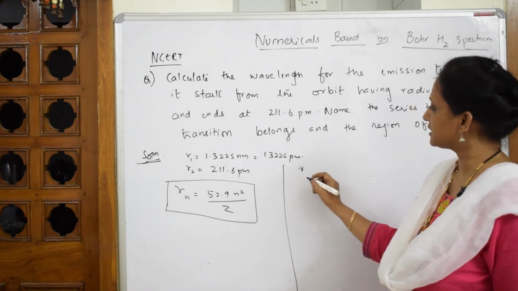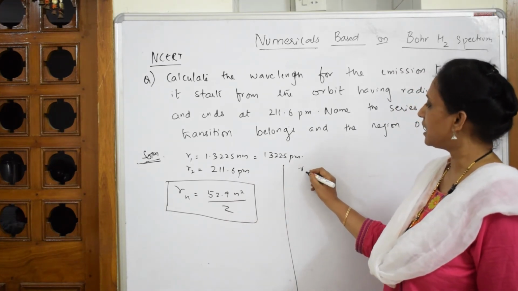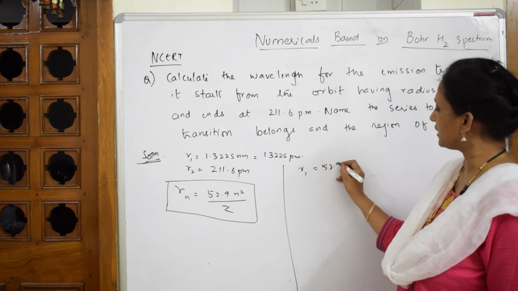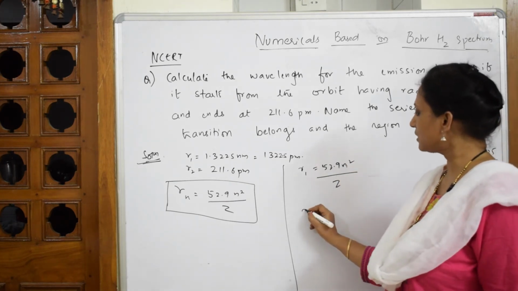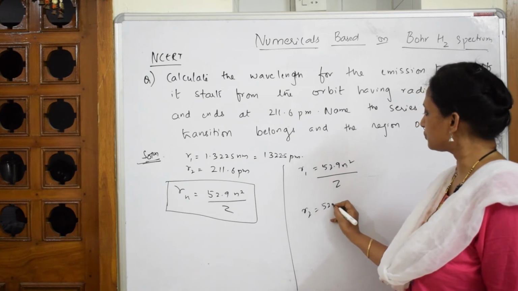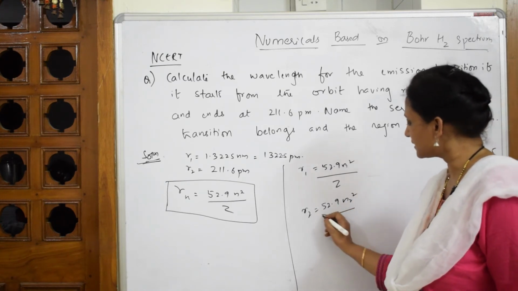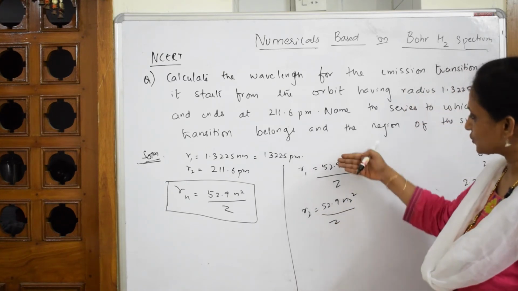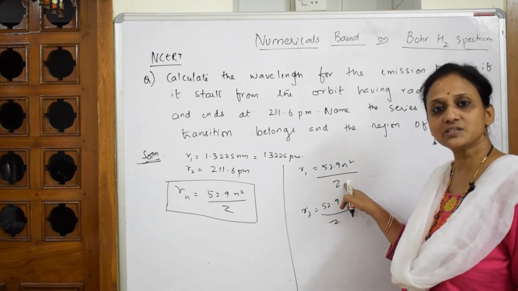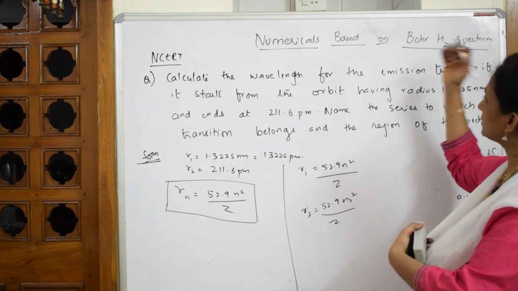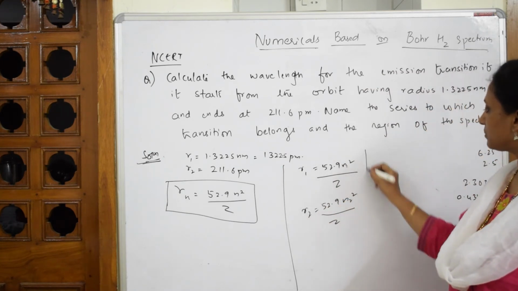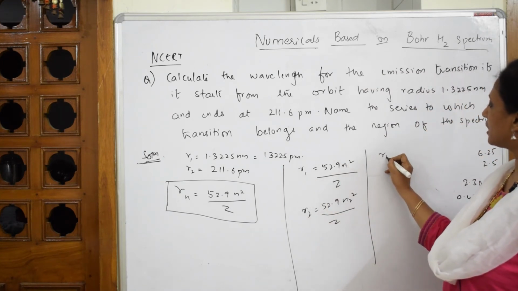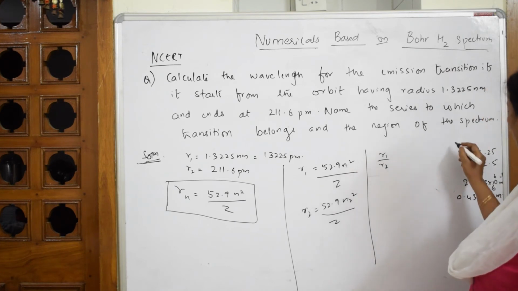For the first one, R1 is equal to 52.9 n1 square by Z. For the second one, R2 is equal to 52.9 n2 square by Z. Z for hydrogen-like species, if you take the hydrogen atom, is 1. In both the cases it is 1. Now what am I left with? I'm left with R1 by R2. How much did I get?